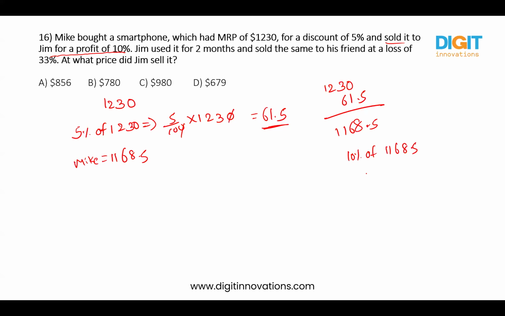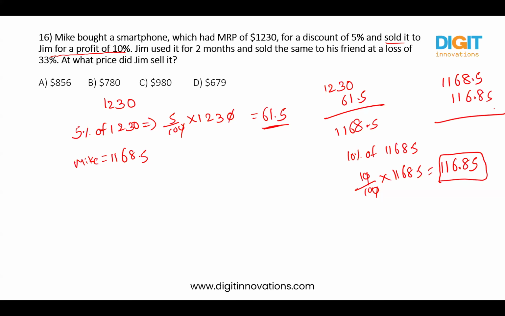68.5. So you get cancelled and you're going to get value as this one. So this is the cost price he got and he got profit as 116.85, which is total 35. So selling price of that one, it is this much. So next, and he used for 2 months.